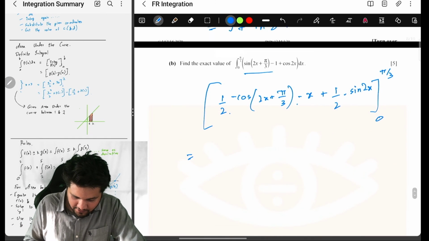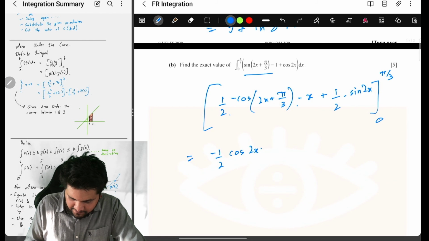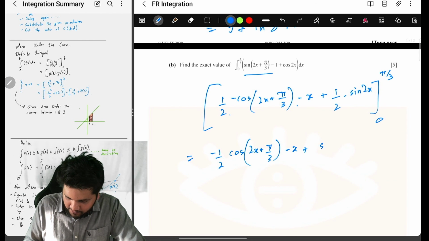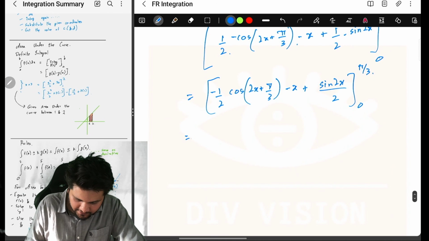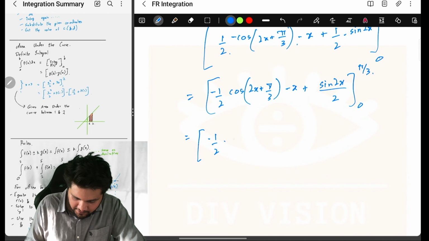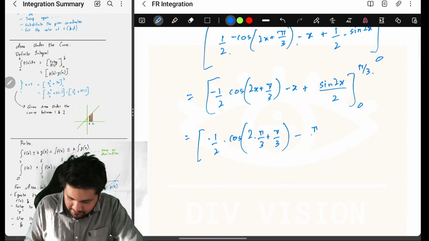Now at the end of the day we just need to put the values. So it's going to be minus 1 by 2 cos of (2x plus pi by 3) minus x plus sine 2x by 2, again from 0 to pi by 3. I'll just substitute pi by 3 here. So I'll get minus 1 by 2 into cos of (2 into pi by 3 plus pi by 3), minus pi by 3 plus sine 2 pi by 3 upon 2.